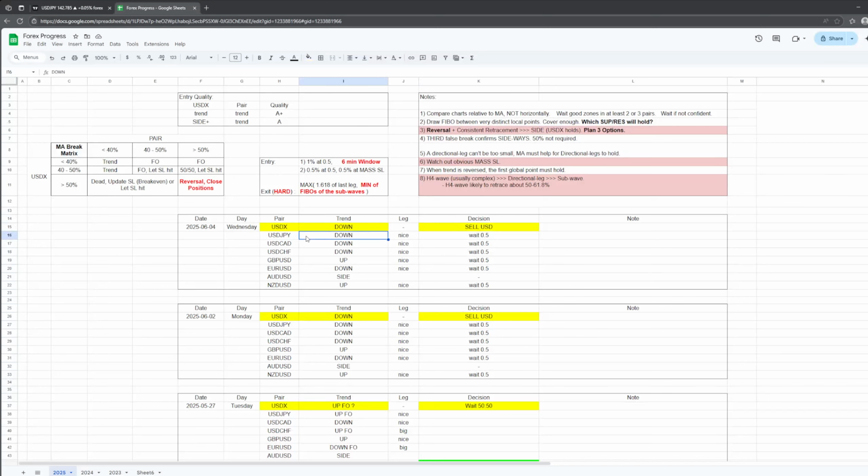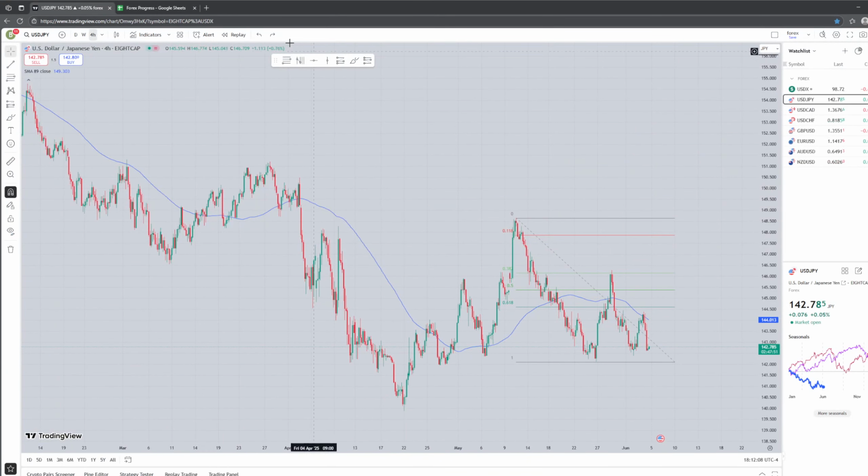Okay, let's write it down. USD Japanese yen trend is down, leg size is nice. Our decision is to wait for at least a 50% retracement.